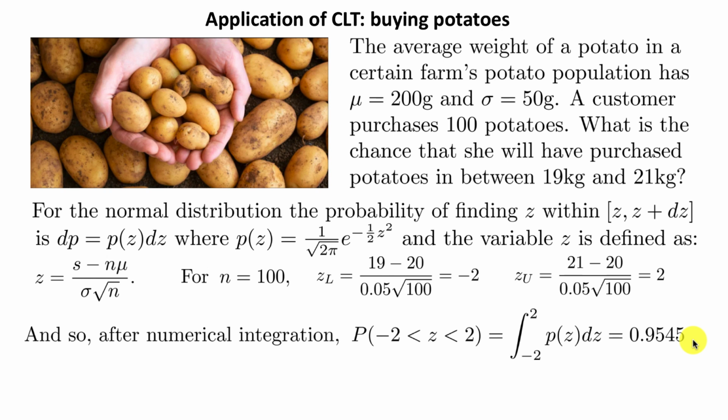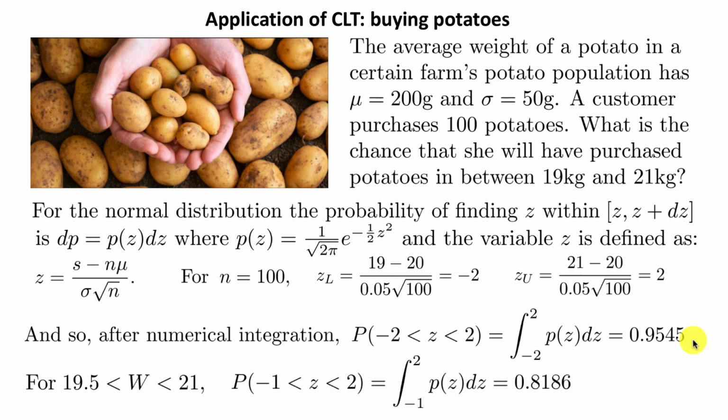Before concluding with this problem, let's ask, what is the probability of finding the weight between 19.5 kilograms and 21 kilograms? Well, in that case, just work out the lower value of z, which then is not minus 2. This becomes minus 1, so you integrate from minus 1 to plus 2. And if you just do this integral or look it up in a book, then this becomes 0.8186.